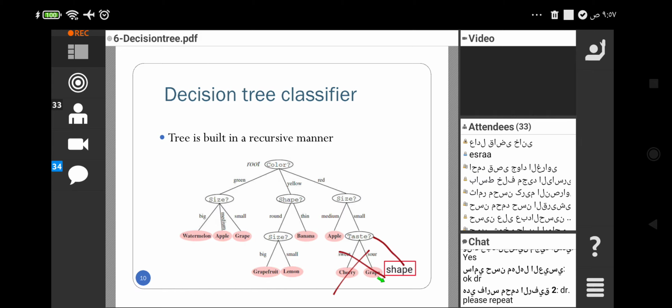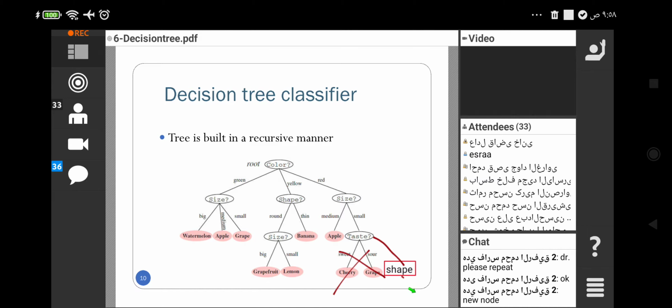The node size is the child of color, the taste is the child of size, and the shape is the child of taste.